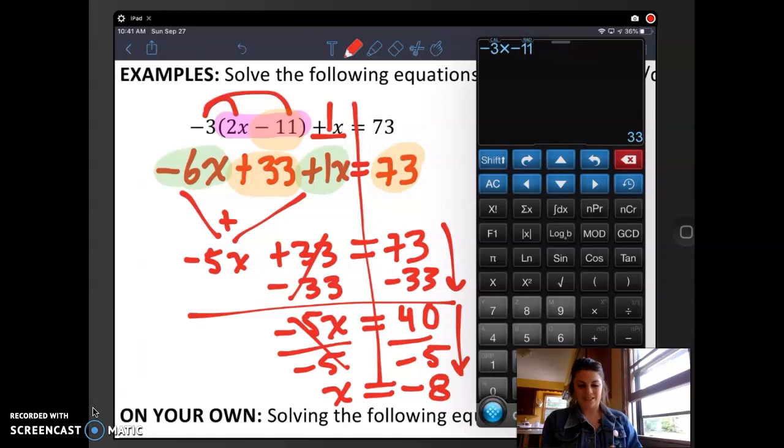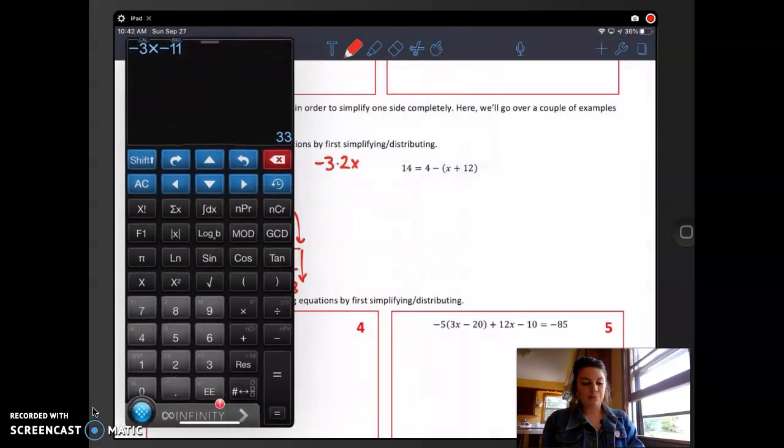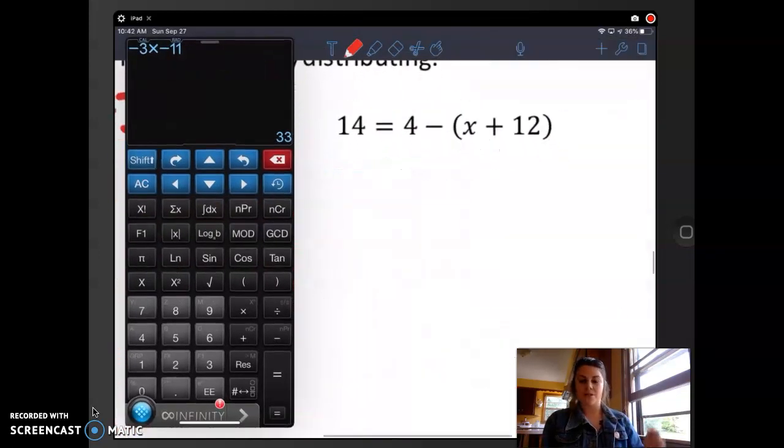Okay, so there's an example. It's tricky. Like I said, I'm not going to lie to you. I don't think these are easy, but we can get through it, and I'm here to help.